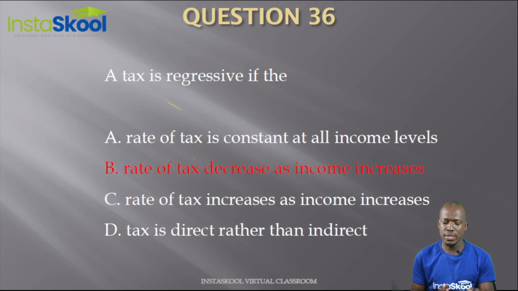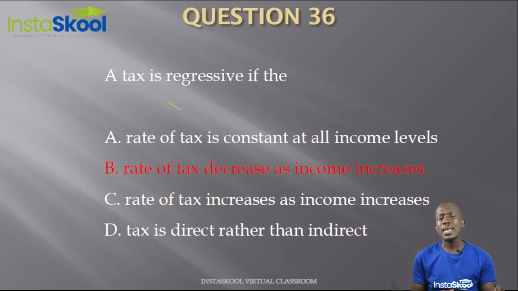Question 36. A tax is regressive if dash. Is it when the rate of tax is constant at all income levels? No, that's not regressive. Option B says when rate of tax decreases as income increases. Option C says when rate of tax increases as income increases. And option D says when tax is direct rather than indirect. It's clearly not option D.